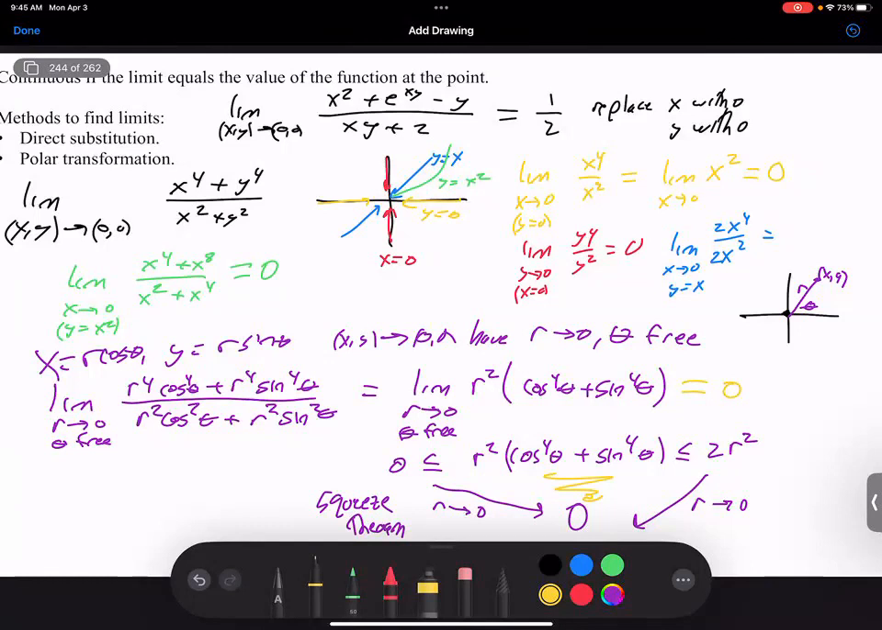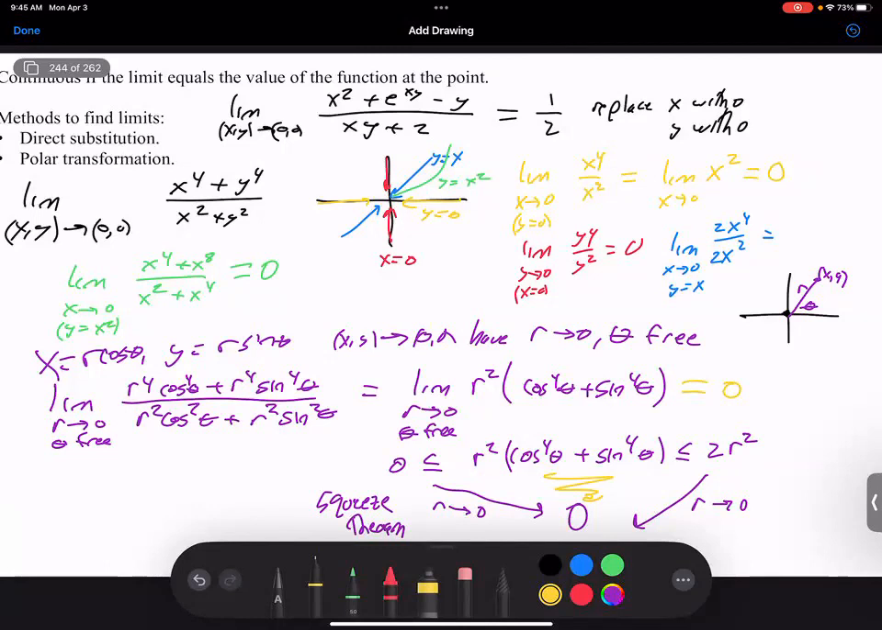This is a really nice trick. Rather than trying to look at all the different paths, there's infinitely many paths to look at. That's a lot to do. Let's put things into polar coordinates, send r to 0, and then theta can do whatever it wants. For some problems, depending on what you choose for theta, you can actually get different limits. But for this one, we know it's at most 2r squared and at least 0, so it's going to be squeezed into 0.